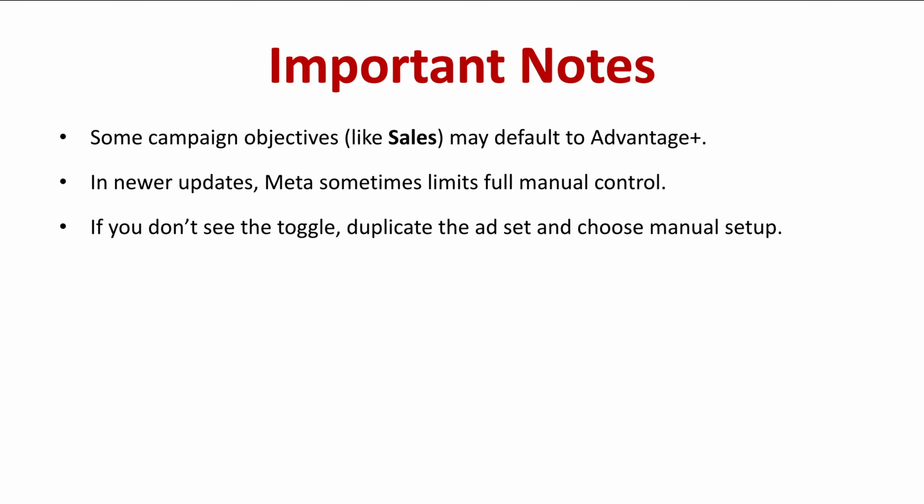Important notes: some campaign objectives like sales may default to Advantage Plus. And also in newer updates, Meta sometimes limits full manual control. If you don't see the toggle, duplicate the ad set and choose manual steps.